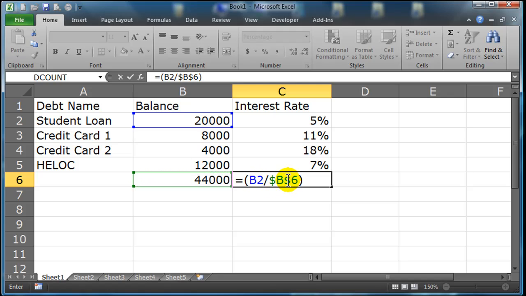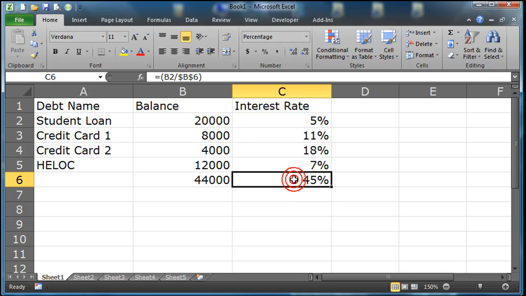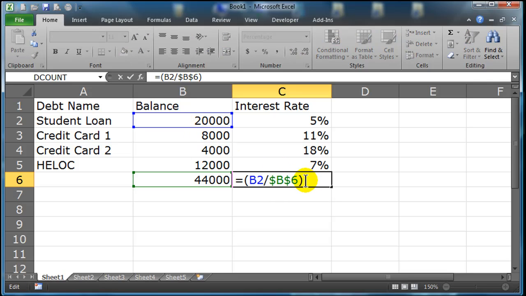Now, of course, that's going to get me a percentage. And if we estimate, since 20 is almost half of 44, then it's probably going to be something a little bit under 50%. In fact, just so we can see, I could press my enter key right now, and we'll see it's about 45%. So 45% of my debt is in this student loan. All right, so that's good to know. So I'm going to take this information, and I'm going to multiply it by the interest rate for that student loan debt.